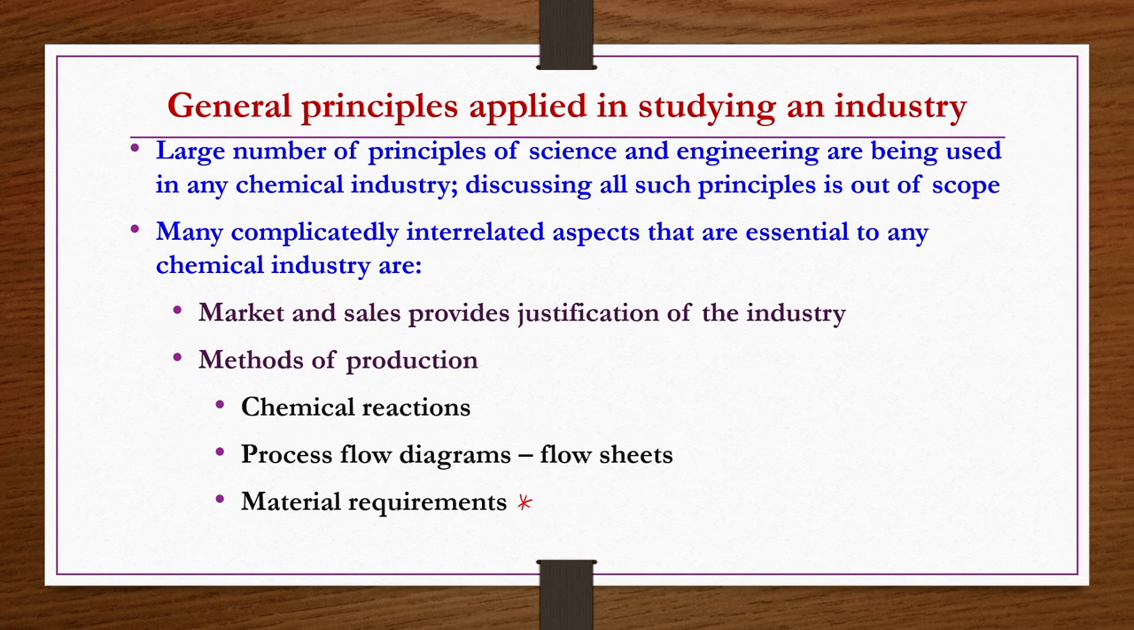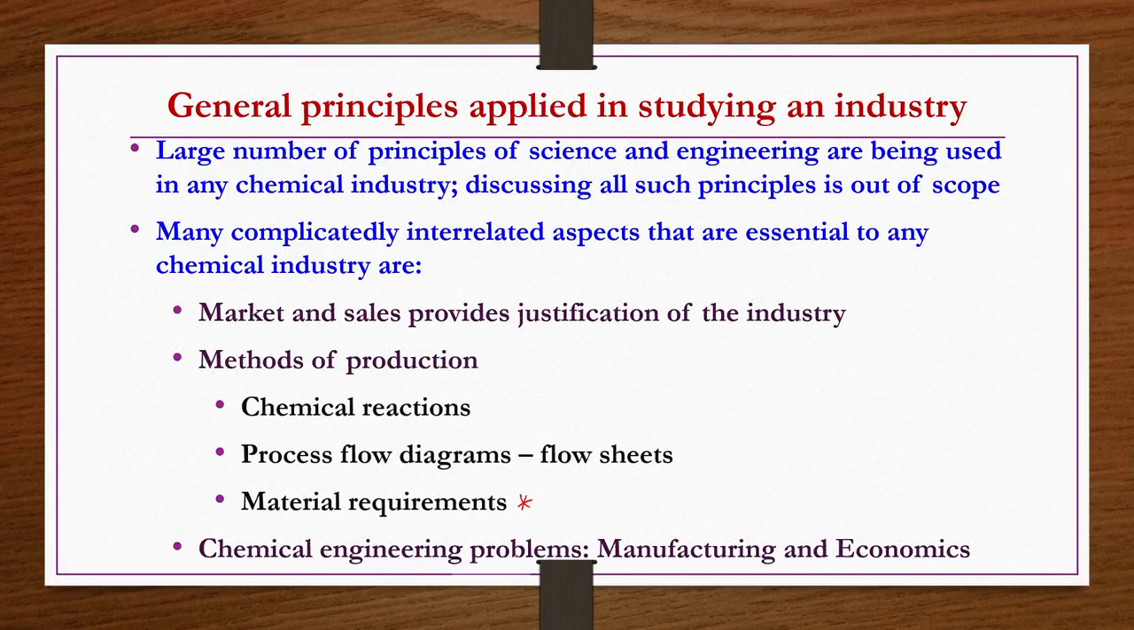It may be A plus B giving rise to C plus D products, which is a simple reaction, but in order for A and B to react, there may be other materials also required, like steam, process energy, and many other things. So all those things are also very essential. And then obviously, chemical engineering problems where manufacturing and economics one has to think about.